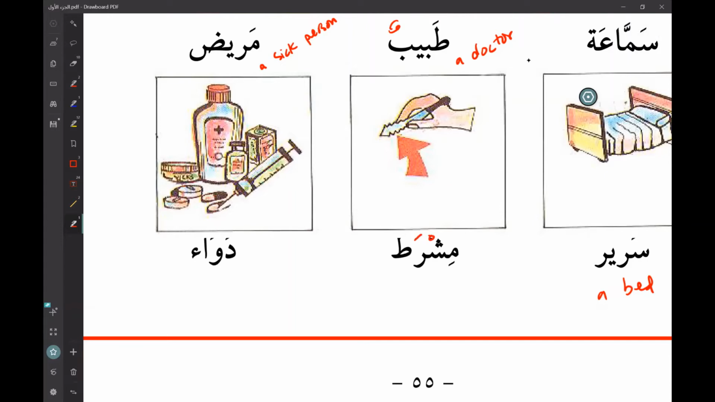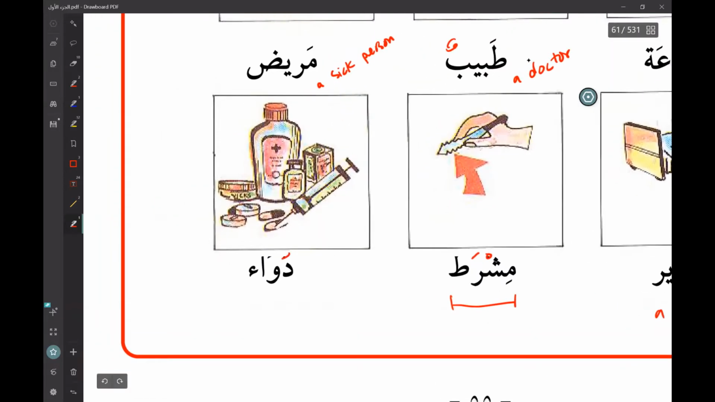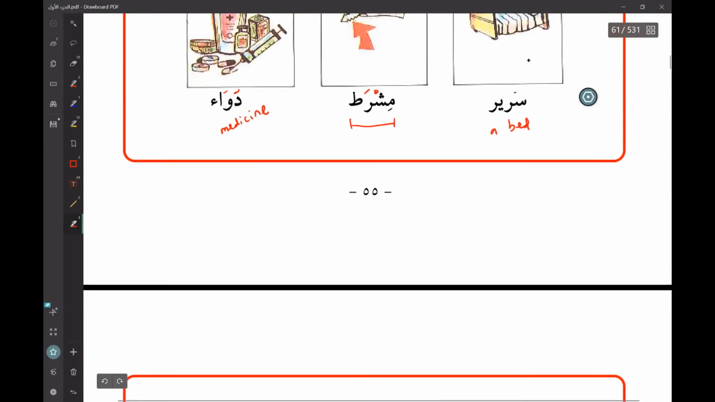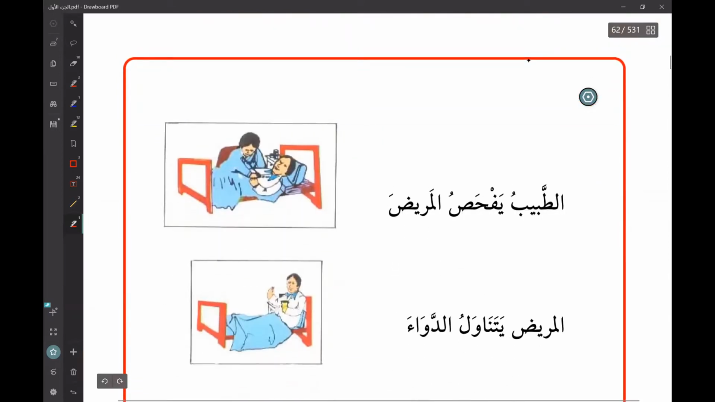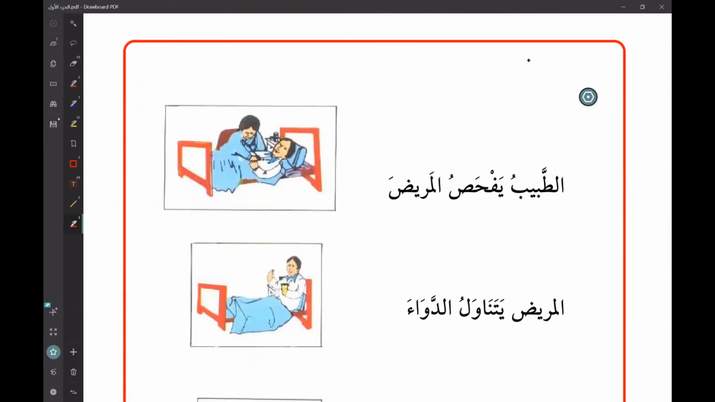مشرط is something used by the doctor to cut, you know, scalpel. This word, honestly speaking, is not super important. So if you learn it, that's fine, and if you find it difficult, that's fine. Okay, مشرط. Then we have dawa. Dawa is medicine. Okay, dawa is medicine. So in the next page, we have a few sentences.